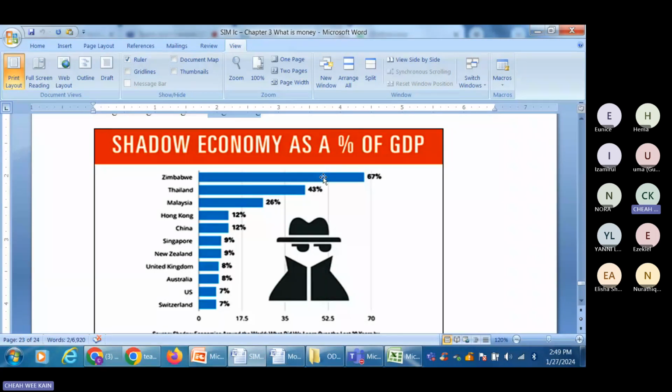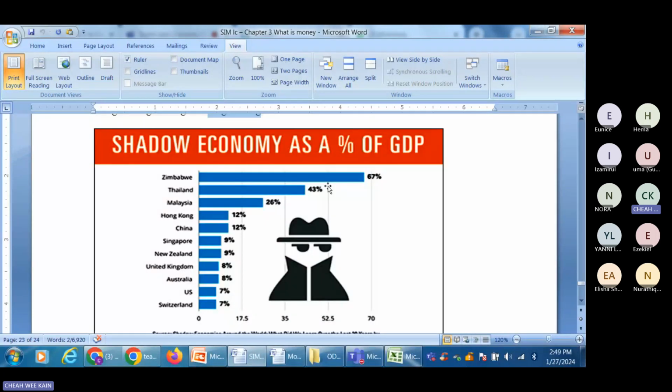They only collect 1/3. So you can see, even Thailand is 40-something, Malaysia is 20-something, Hong Kong, China, Singapore, even Singapore, 9% is shadow economy. Okay. Now, one of the problems with the shadow economy is that those people collect money that is not reported to the government.